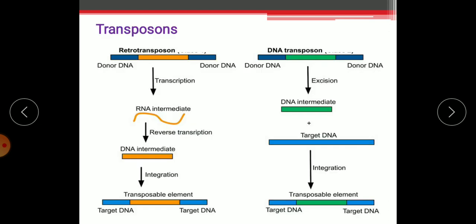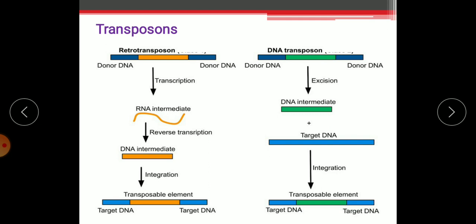In the picture you can see the DNA transposons, where the donor DNA binds with the transposase and excision is done. By this transposase enzyme the excision is done, where there is a cut to release the DNA segment. The intermediate DNA segment is cut and this segment binds with the target DNA. From the donor DNA, one segment is excised and binds with the target DNA, and finally forms the transposable element within the target DNA.